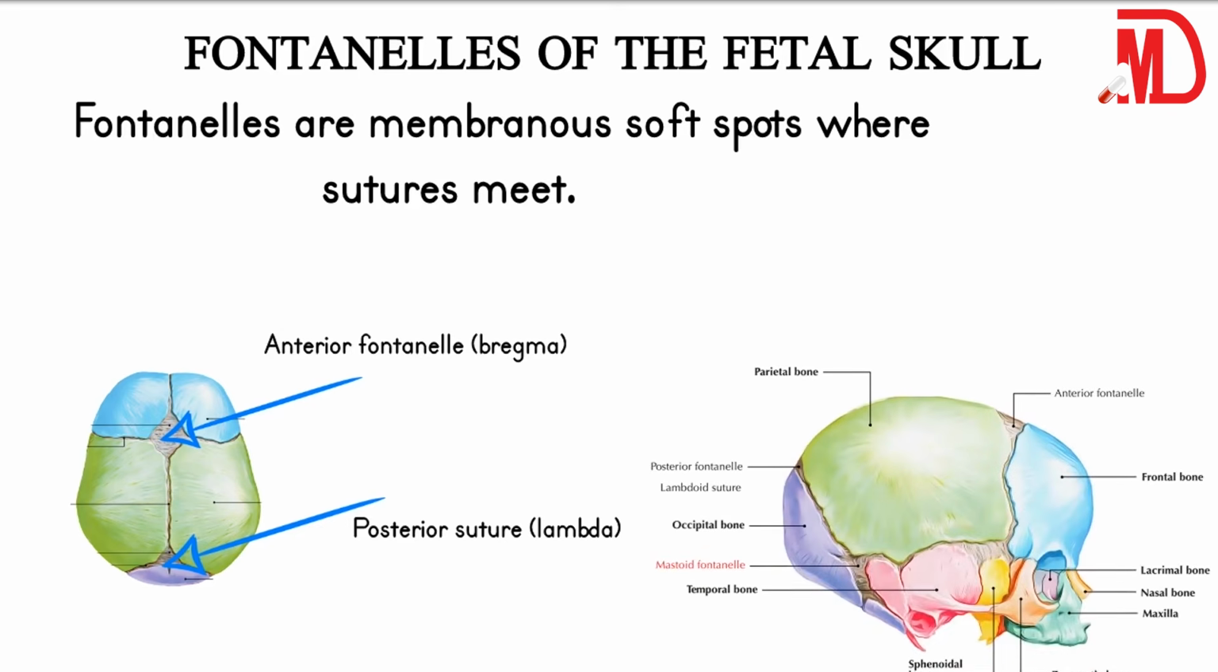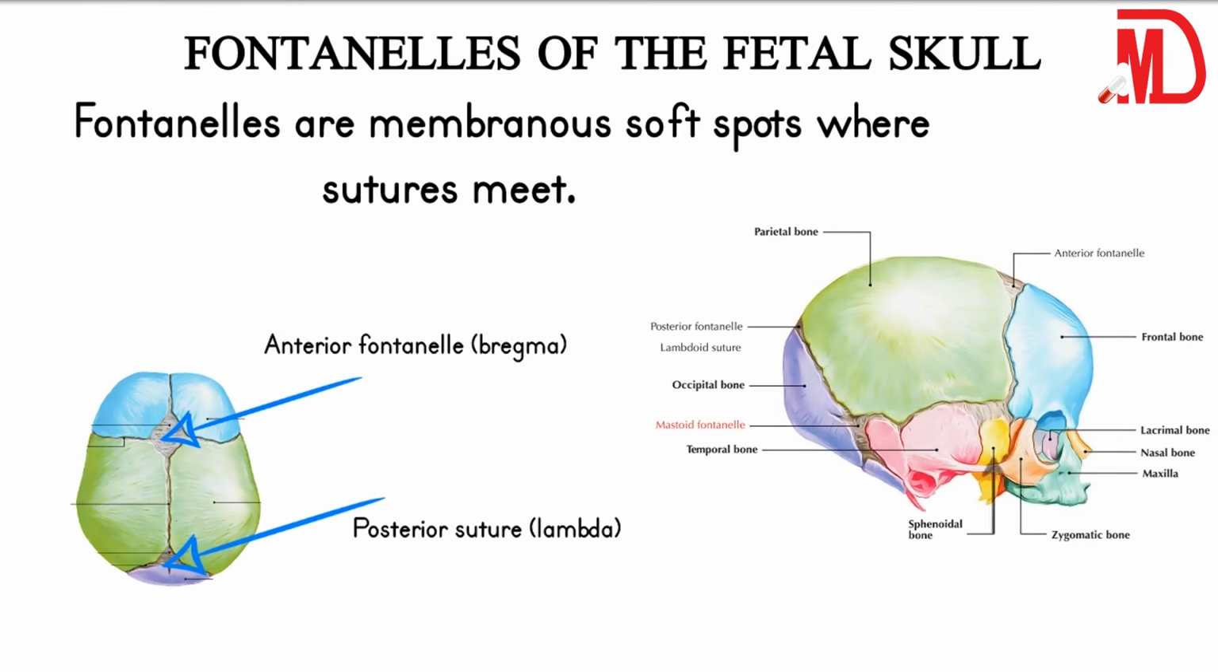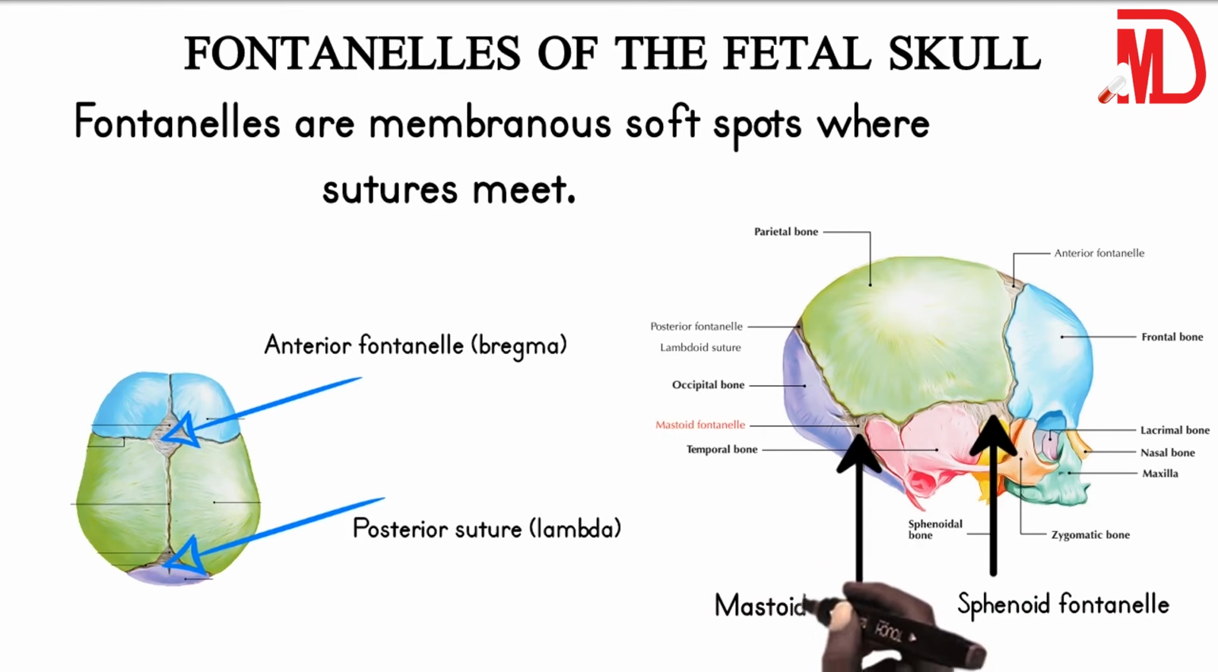Other fontanelles are the sphenoid fontanelle, which is irregular in shape and closes by 6 months. It is located at the junction of the frontal, parietal, and temporal bones. The mastoid fontanelle, also irregular in shape, closes by 6 to 18 months. It is located at the junction of the parietal, occipital, and temporal bones.